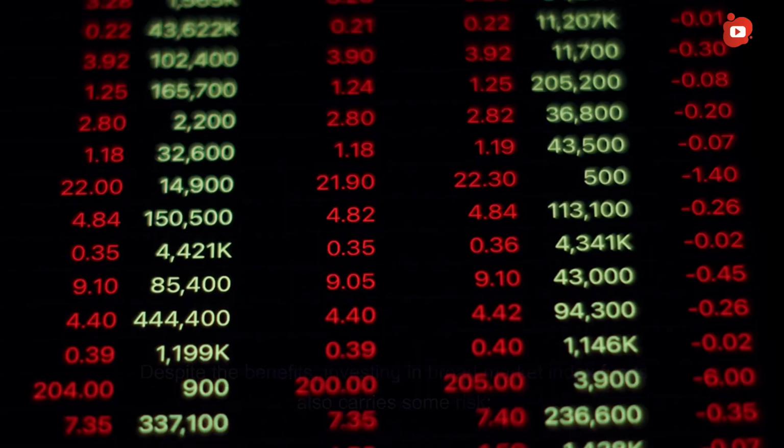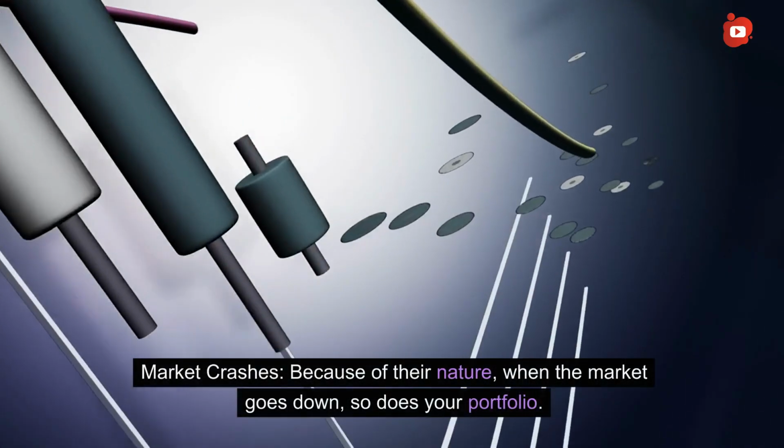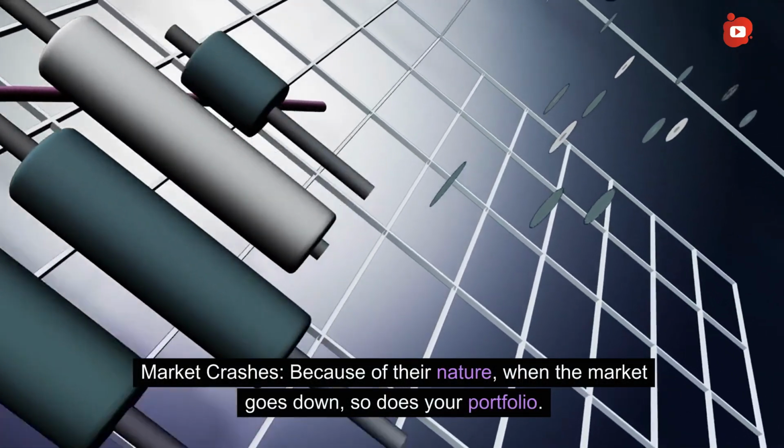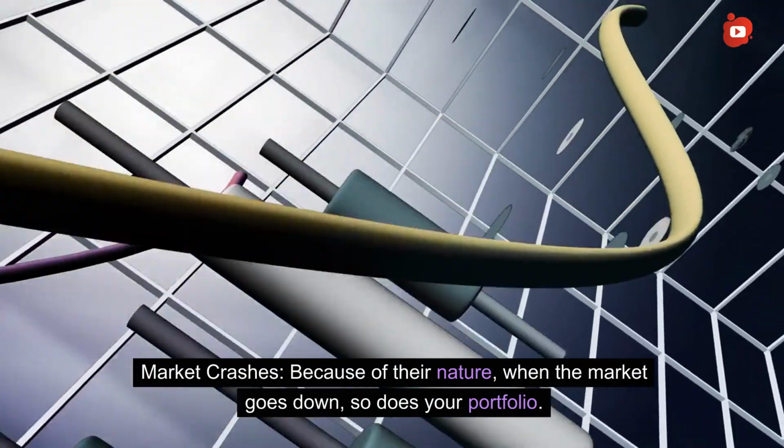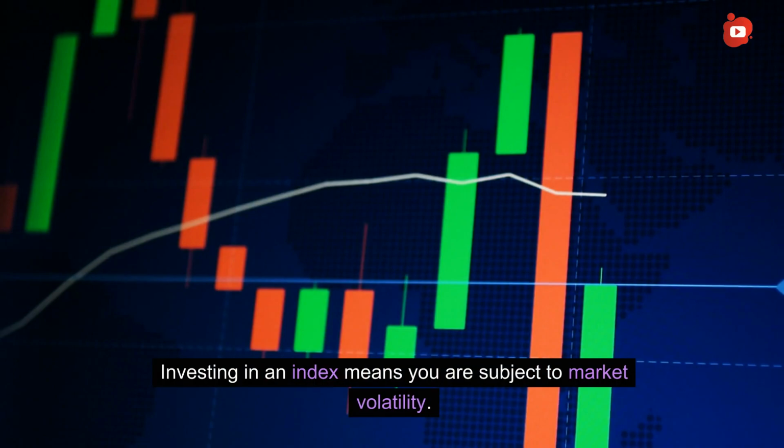Despite the benefits, investing in broad market index funds also carries some risk. Market crashes. Because of their nature, when the market goes down, so does your portfolio. Investing in an index means you are subject to market volatility.